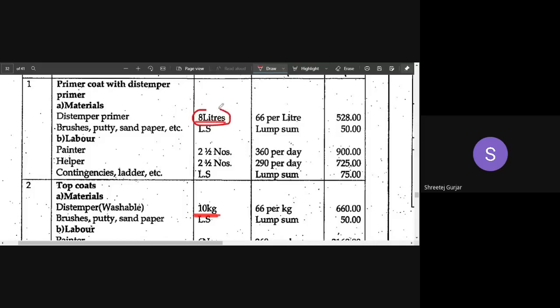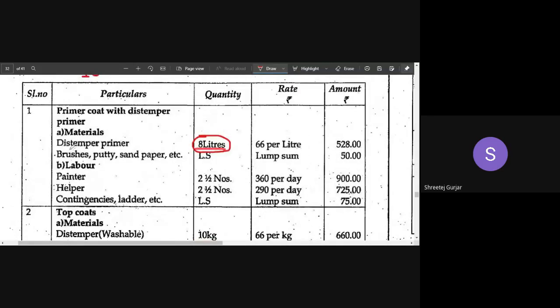So you can remember for distemper, it is lesser because distemper can spread compared to a normal paint, it can spread to a larger area. So we require lesser amount of paint.